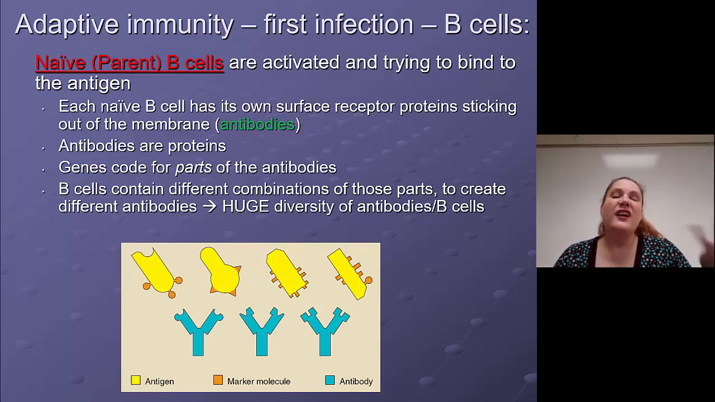Okay, so here's a simpler version. So you've got these antibodies that are blue. Okay, you've got the marker molecules that are on the outside edges that are the orange, and then the antigen itself they have marked as yellow. Well, anyway.